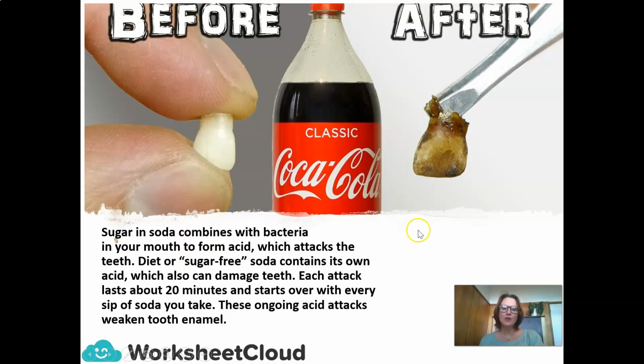So the sugar in the soda combines with the bacteria in your mouth to form acid, which attacks the teeth. So diet or sugar-free soda contains its own acid. Yes, even sugar-free. I like to think Coke Zero is fine, but it's not, which can also damage your teeth. Each attack lasts about 20 minutes and starts over with every sip of soda you take. So these ongoing acid attacks weaken your tooth enamel. And I'll tell you later on in this lesson why it's so important that you brush your teeth every day.